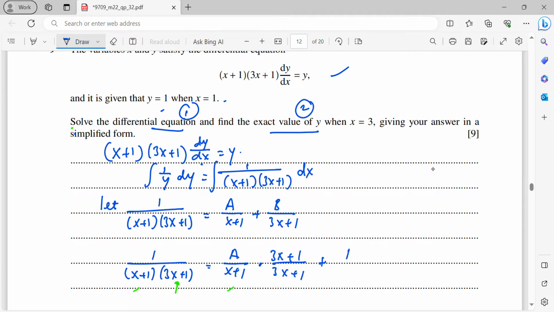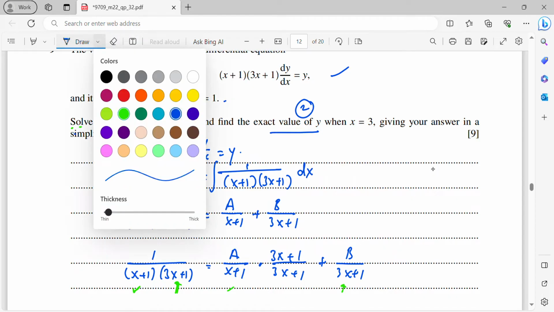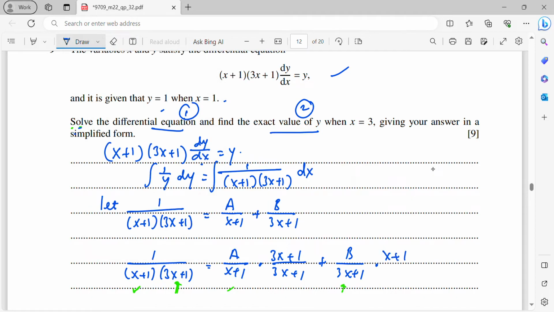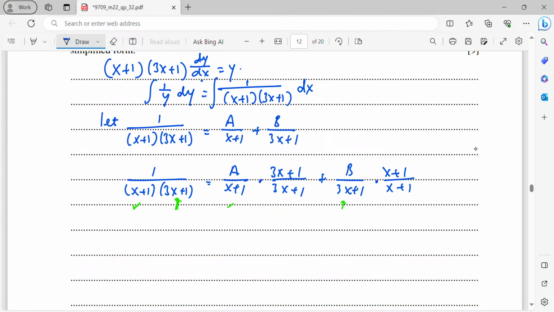And then for the second term, b over 3x plus 1, you have the arrow, right? So it means now you need to times with x plus 1. So here I will times x plus 1 over x plus 1. So now we are getting the same denominator in the left and right side. Therefore, I will just refer to the numerator. Okay, to find the a and b, I will let the factor be 0. I let this be 0 and let 3x plus 1 be 0.